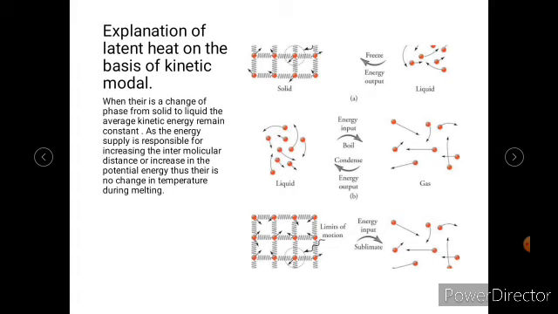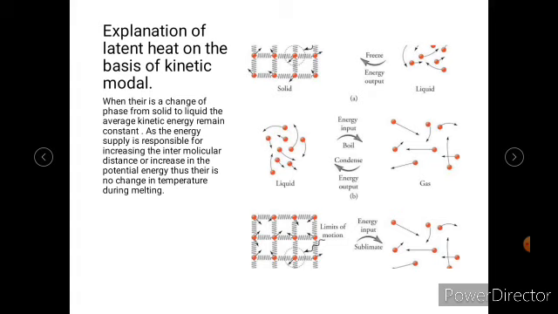Why? Because in this case, although the kinetic energy is more, there is a big volume here, meaning there is a lot of space between them. But in the case of solid, they have kinetic energy, but more potential energy is stored in this case. So as a result, the average kinetic energy does not change, so there will not be any change in temperature.